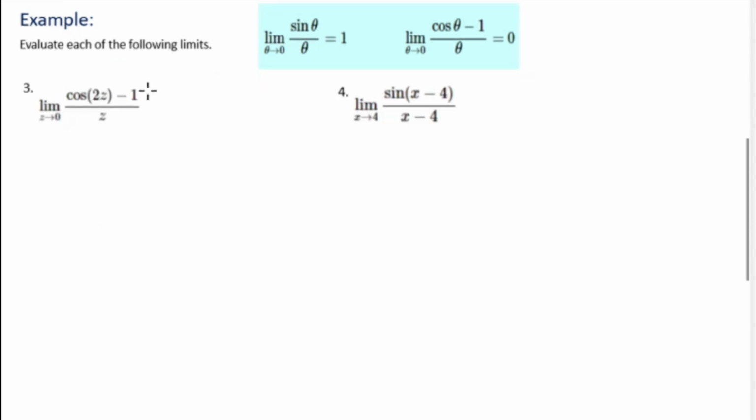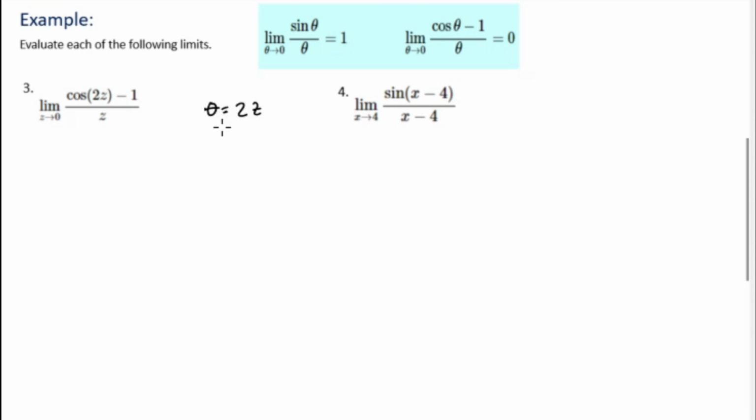Example number 3. The limit of cosine 2z minus 1 all over z, where z approaches 0, using rule number 2, which is the limit of cosine theta minus 1 all over theta, where theta approaches 0, is equal to 0. So we need to identify first what is theta. So theta is equal to 2z.